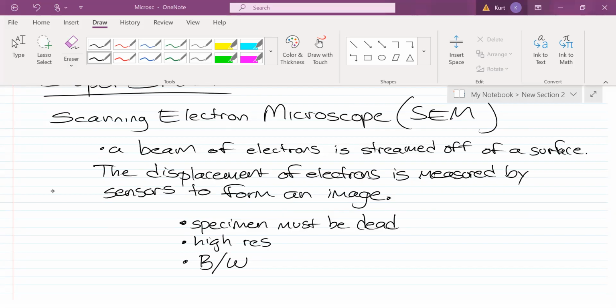And what happens is up here at the very top is the source of the electrons. The electrons are focused down, and then they're going to be shot at whatever specimen it is that you're looking at. And there's a sensor inside that's going to detect where all the electrons scatter to. And that's going to help form an image. And the images are actually really cool.